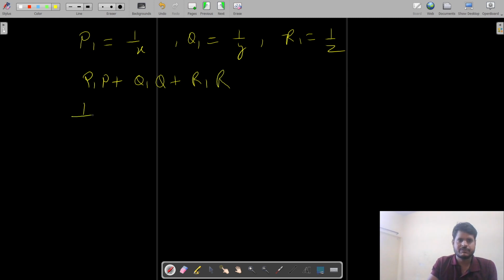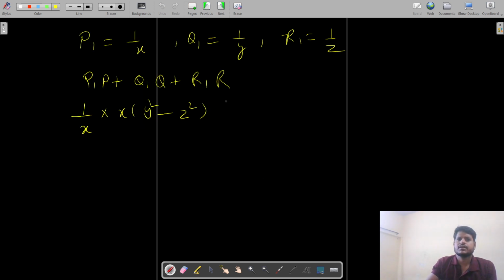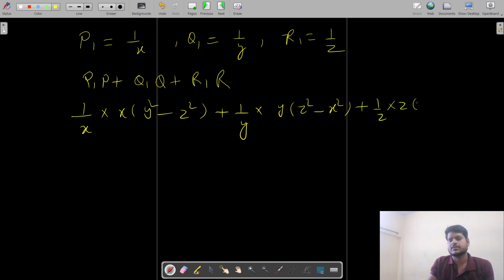So write down the value of P1, that is 1 upon x. Now put the value of P, that is x times y square minus z square. Let's check. Yes, x times y square minus z square, right? Plus 1 upon y, that is Q1. Now put the value of Q, that is y times z square minus x square, plus 1 upon z into z. What we have? We have x square minus y square.